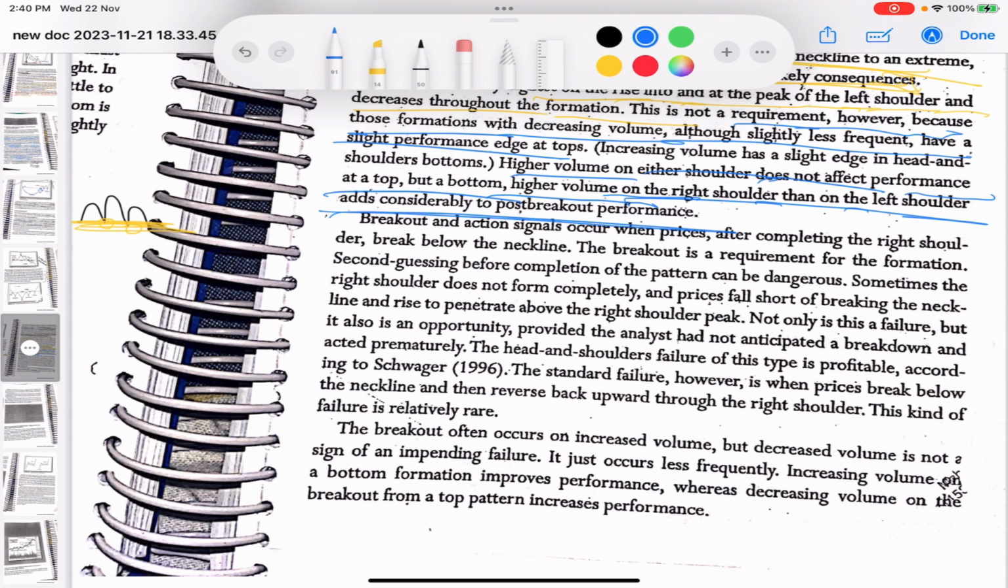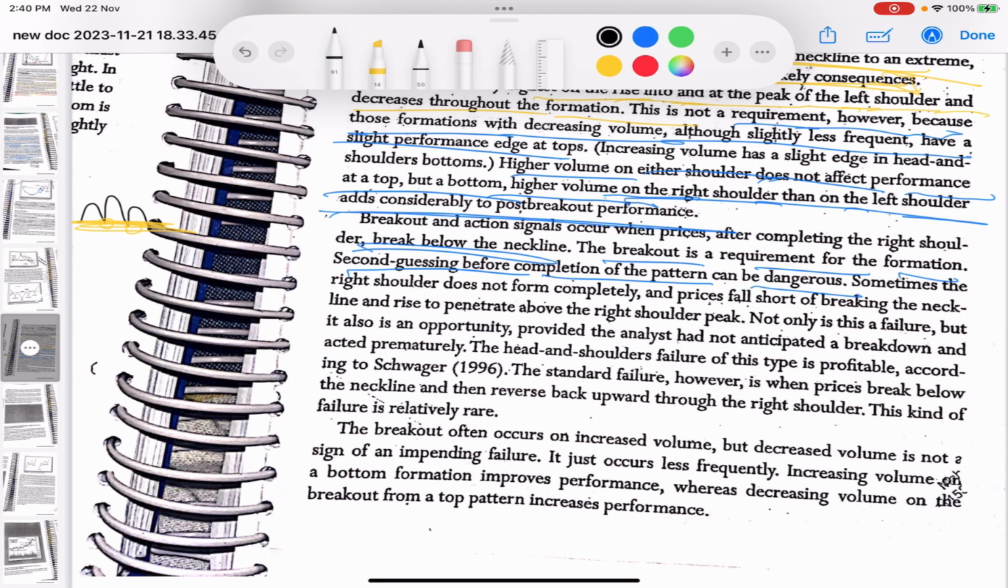Breakout and action signals occur when prices, after completing the right shoulder, break below the neckline. So we are not going to enter into a trade until and unless there is a clear breakdown below the neckline. The breakout is a requirement for the formation. Second guessing before completion of the pattern can be dangerous. Repeating again, do not guess before it happens.